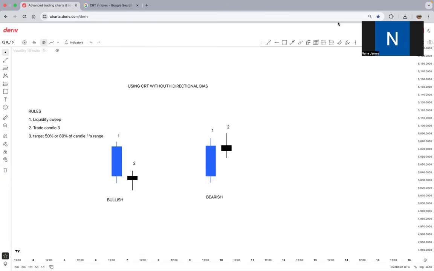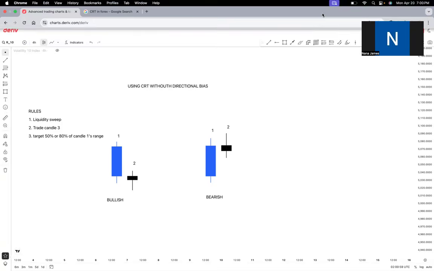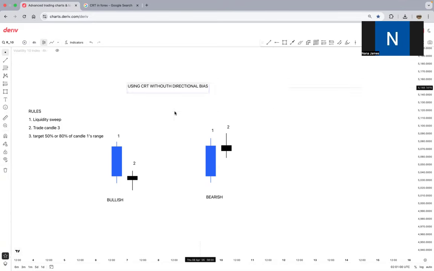That is one way. And then the other way is you can do without the directional bias. All right. But this model that I'm going to teach you, you're not going to stay in the trade for long. This is just for scalping, quick scalp. And normally you wouldn't find them very frequently on the chart, but at least rest assured that within the week, you are very likely to find a CRT formation. All right, so let's go straight into the video.